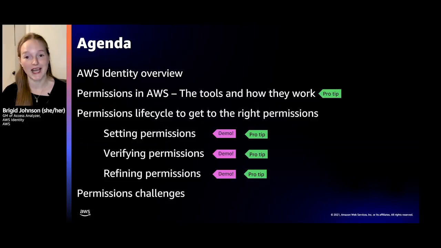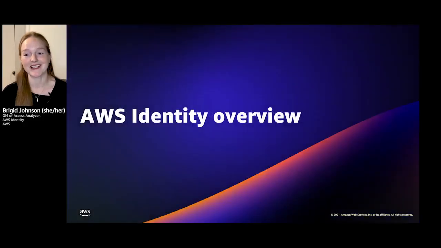First, I'm going to give a really high-level overview of AWS Identity, what you need to know, how the pieces work together, and where permission plays a part. Then we're going to dive into permissions, what tools you have at your disposal, and how they work. And then we go into my favorite part, the permissions lifecycle, and how you get to set the right permissions. And we'll talk about setting permissions, verifying permissions, refining those permissions further, and at the end, I'll test your knowledge. Throughout, we're going to have several demos, and then we're also going to have pro tips. So as you follow along, make sure to keep track of those pro tips, although I do recap them at the end. All right, AWS Identity overview.